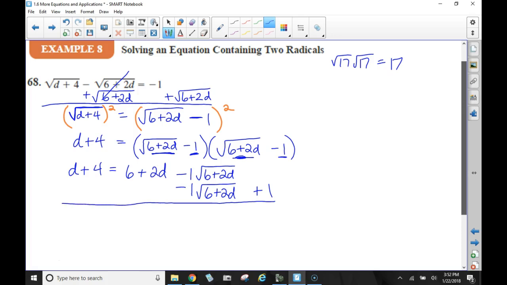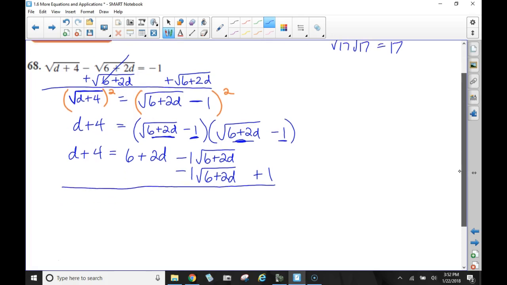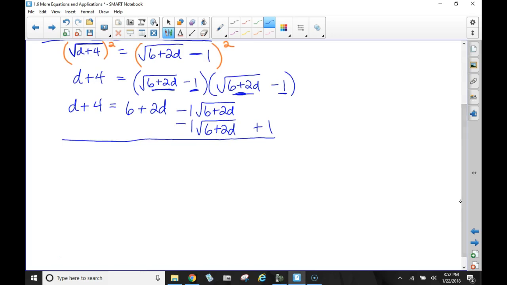Let's clean some stuff up. All right. So bring down the d plus 4. I can go ahead and say that 6 with the 1 over here is 7. Bring down the plus 2d. And then when we combine these like radicals, I've got -1 and -1 of those, which is going to combine to give me -2 of those square root of 6 plus 2d. True?